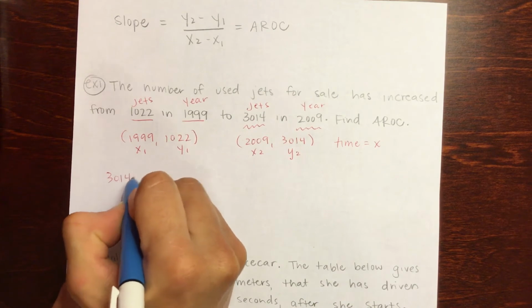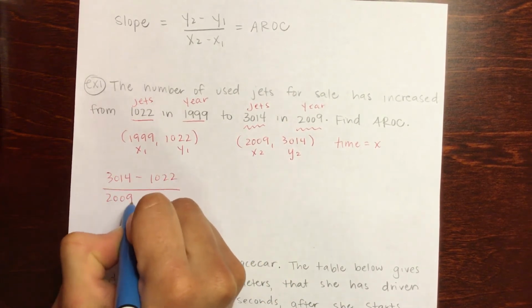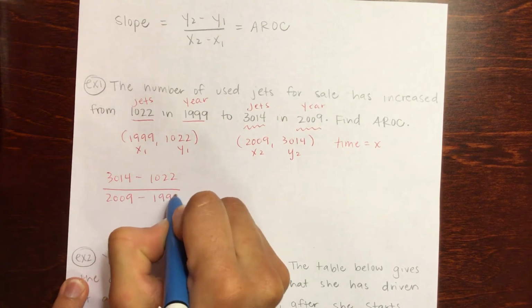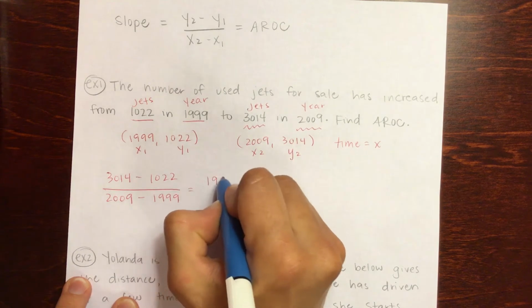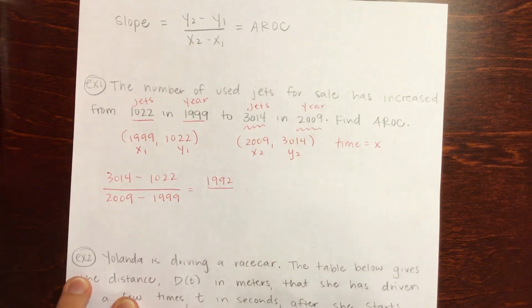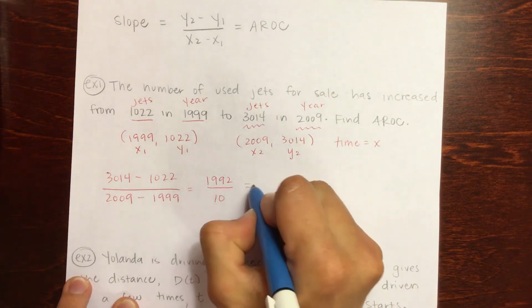y2 minus y1 over x2 minus x1. Subtract across the top, subtract across the bottom, and now type that whole fraction into your calculator to figure out what the decimal answer is.